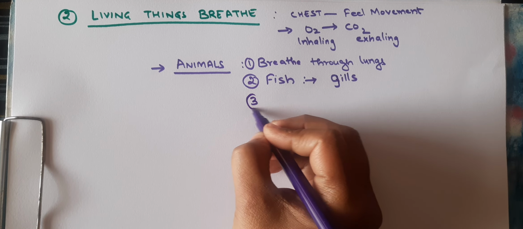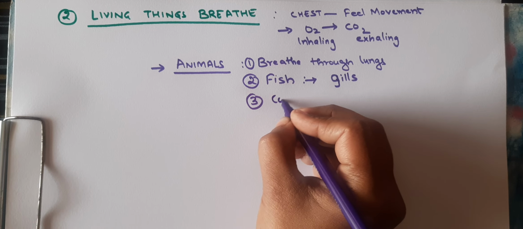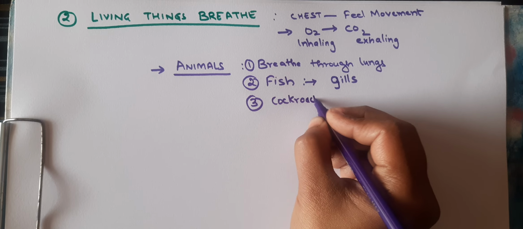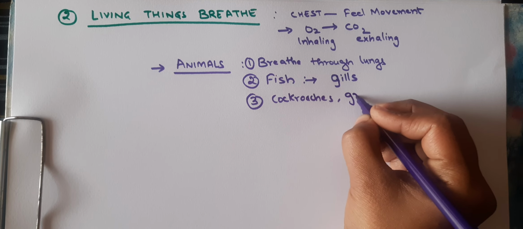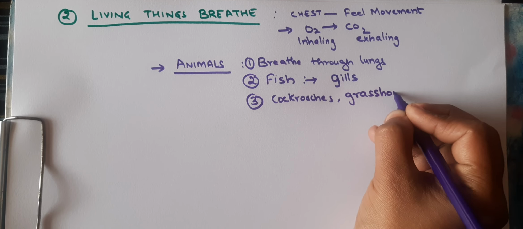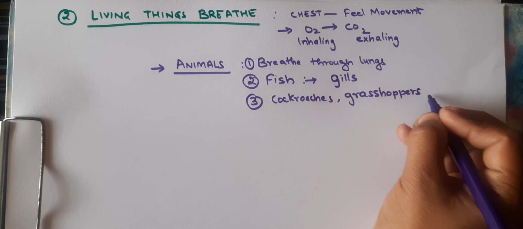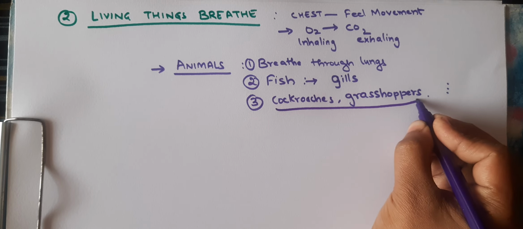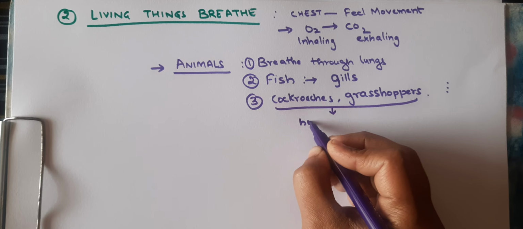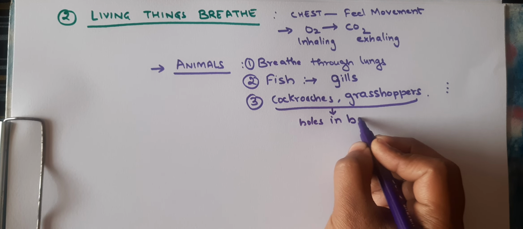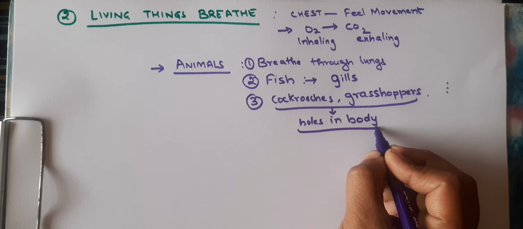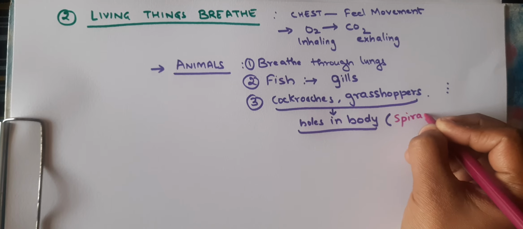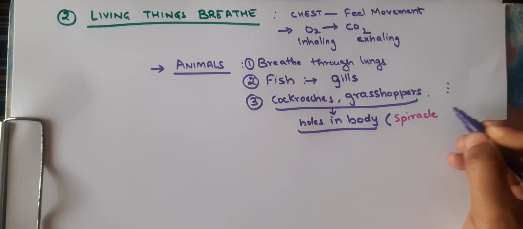Now there are some other insects like cockroaches, grasshopper. So have you ever seen any grasshopper or cockroach with a nose? No. Then how do they breathe? Okay, so they have some holes on their bodies. Cockroaches and grasshoppers have holes in their body, okay? These holes are known as spiracles, okay? Spiracles. These holes help them to breathe, okay?